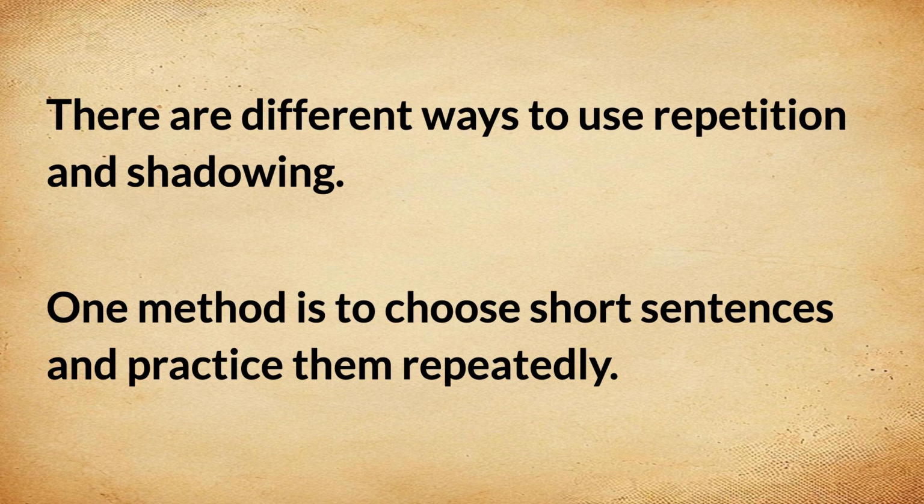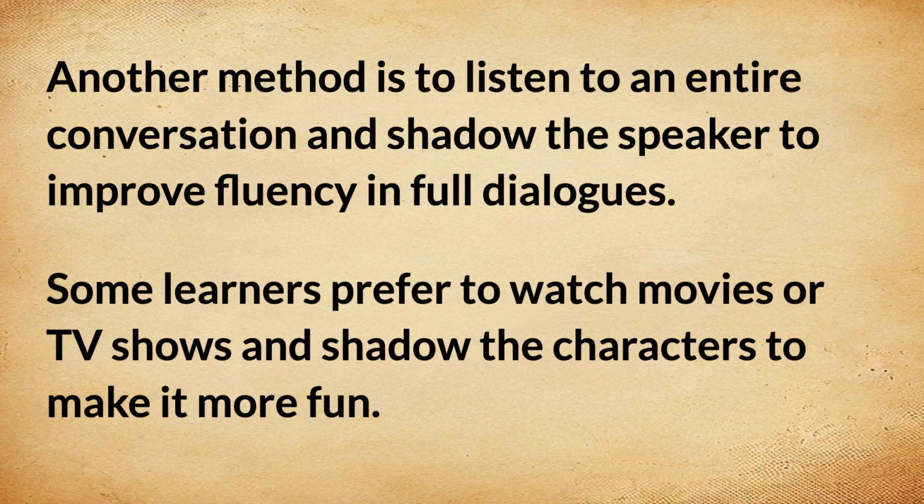There are different ways to use repetition and shadowing. One method is to choose short sentences and practice them repeatedly. Another method is to listen to an entire conversation and shadow the speaker to improve fluency in full dialogues.